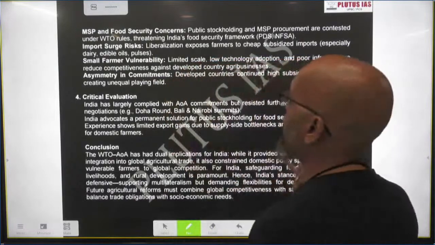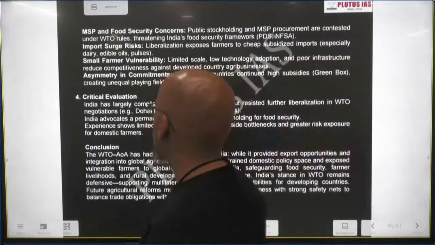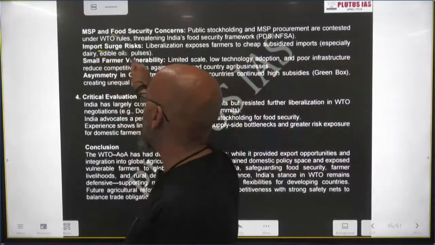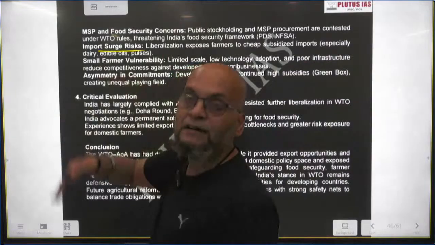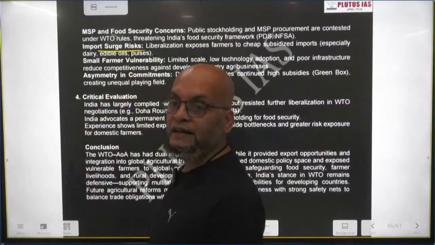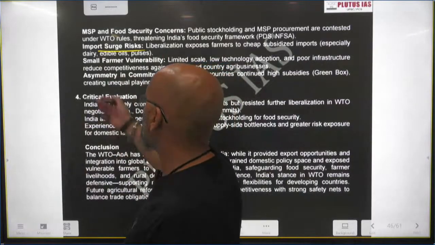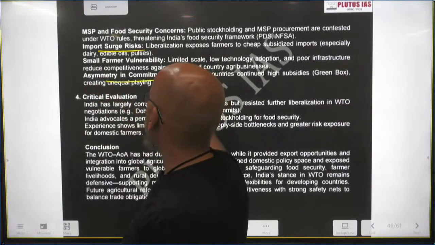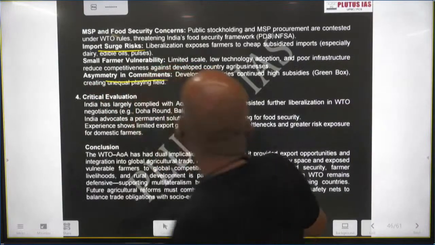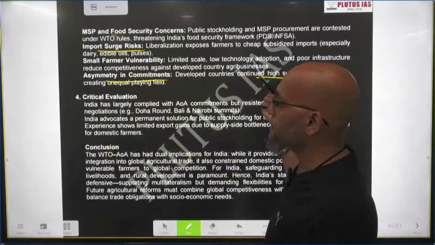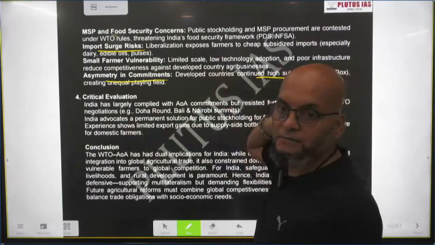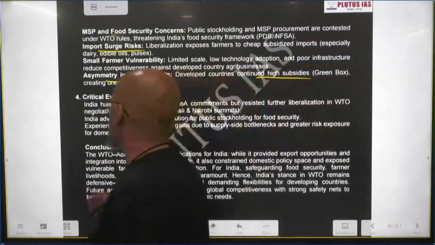Then small farmers' vulnerability, import surge risk. Our imports will increase if India reduces the tariff on agricultural produce from other countries. Asymmetry in commitment, developed countries continued high subsidies. Developed countries are giving high subsidies and pressure was on us to remove ours.